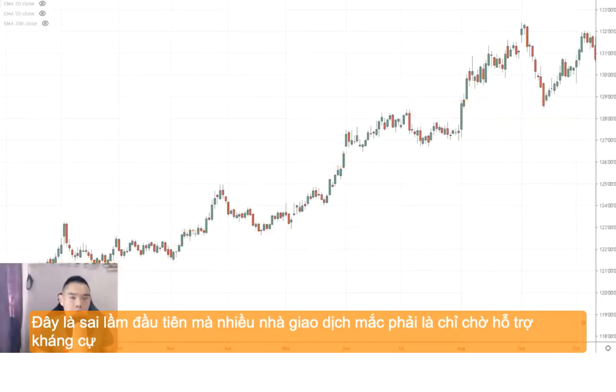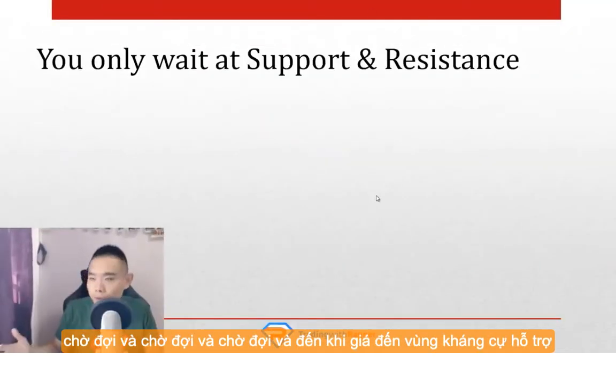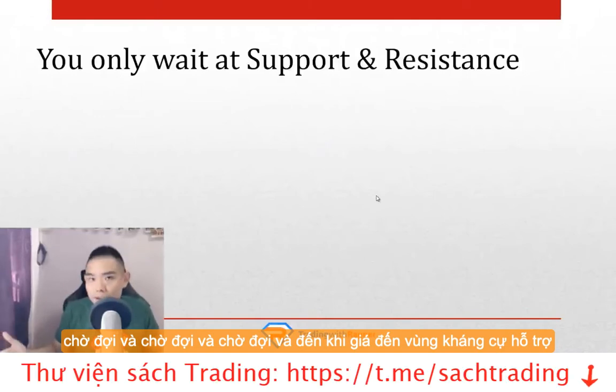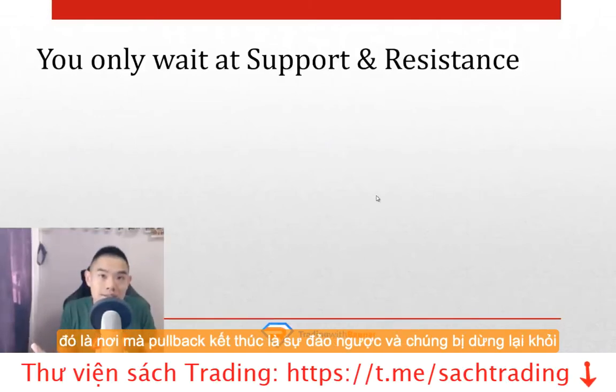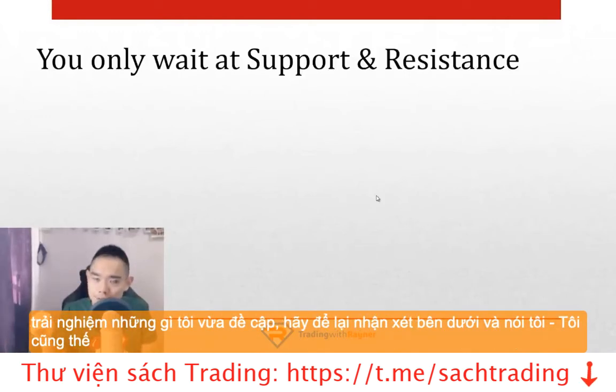So that's the first mistake many traders make, is that they only wait at support and resistance. And they wait, and wait, and wait. And by the time the price comes to support and resistance, that's where the pullback ends, it's the reversal, and they get stopped out of the trade. I'm not sure if any of you have experienced that. If you have experienced what I just mentioned, leave a comment below and say, me too, I feel you.